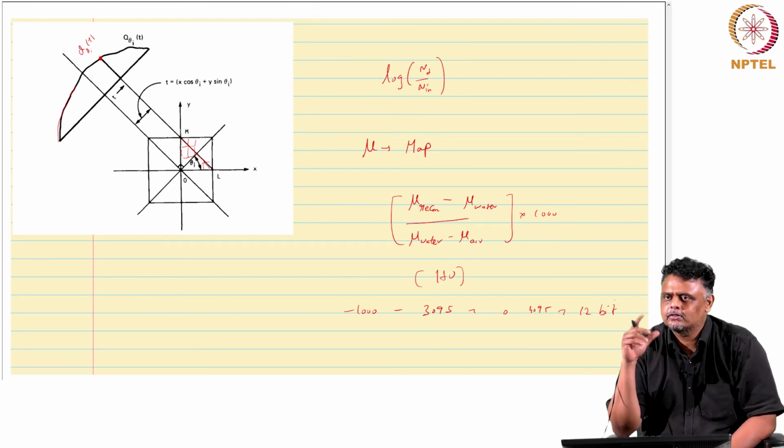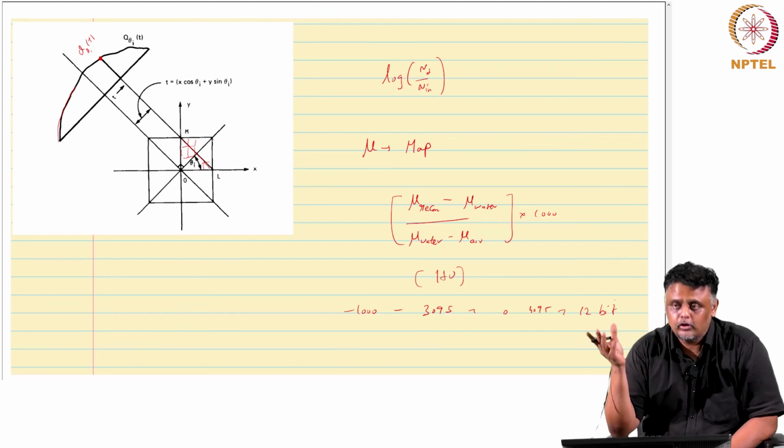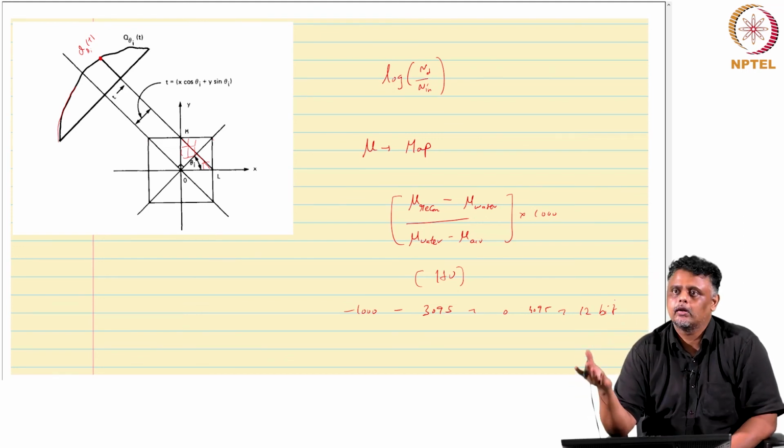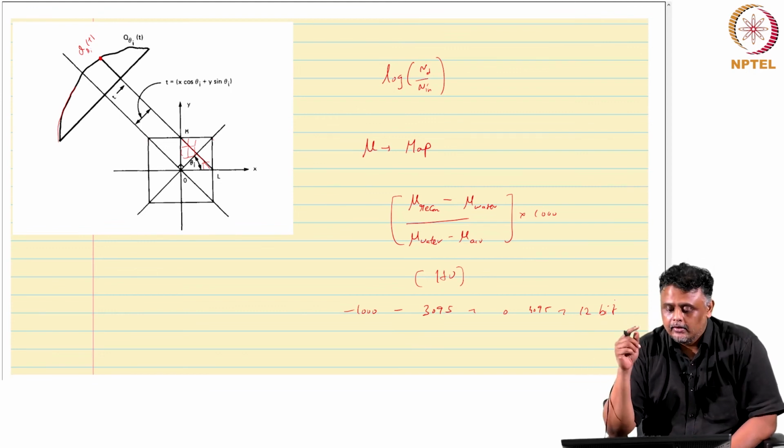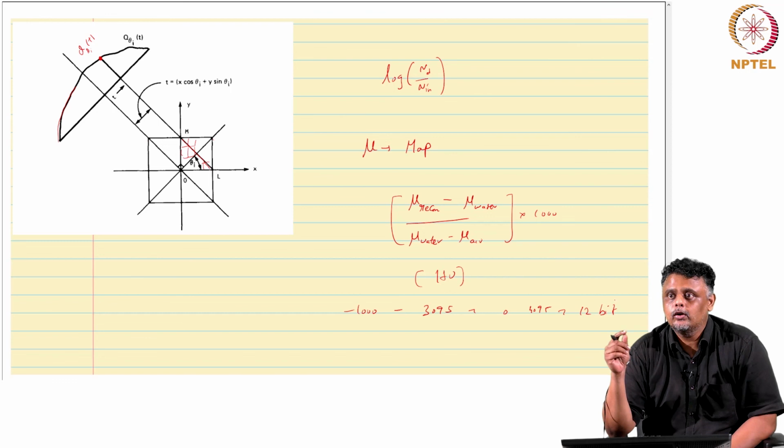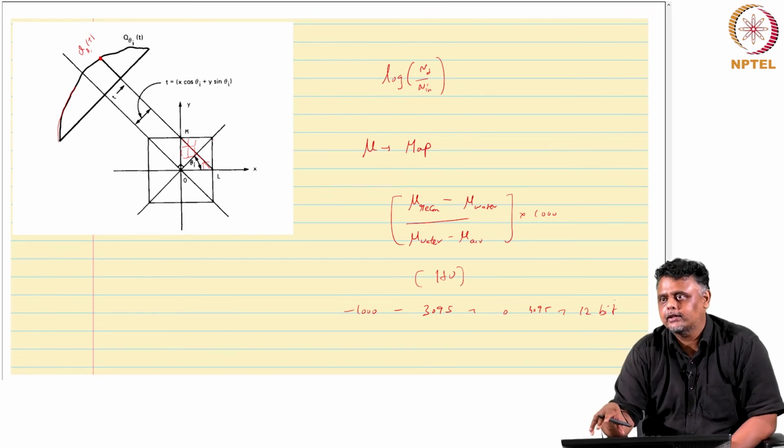The reason I spend some time here is that unlike the other modalities we are going to talk about, MR, ultrasound, and radionuclide imaging, where for MR and ultrasound there is only relative contrast, here the absolute values actually have some meaning.